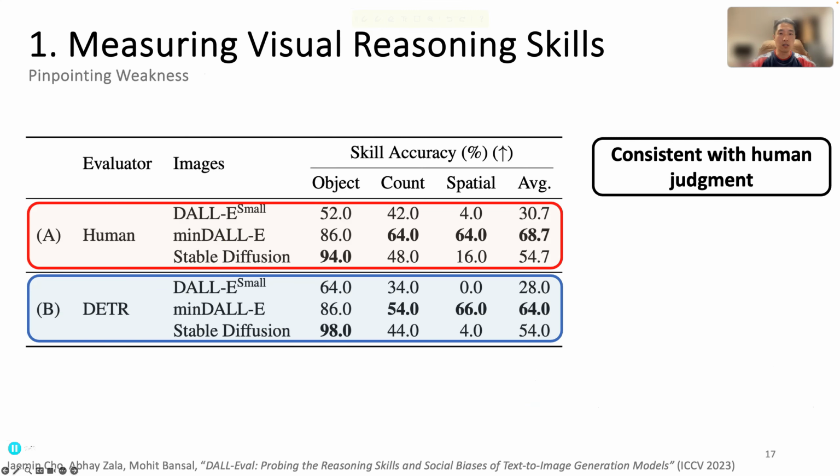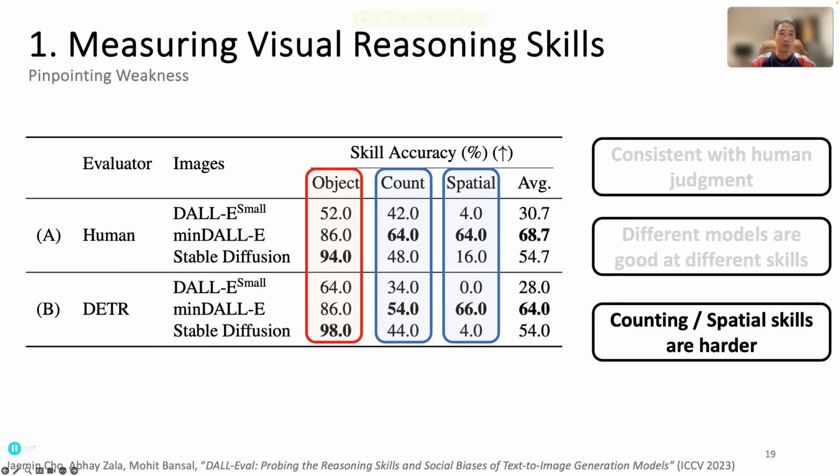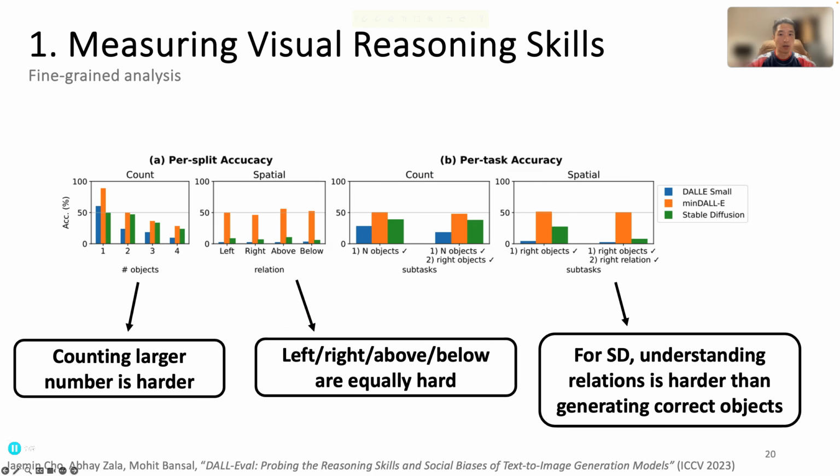Here we show our overall skill accuracy evaluation of the 3 public text-to-image generation models. Our automatic metrics show high correlation with human judgments. We see different models are good at different skills. For example, Stable Diffusion is better at object skill, while minDALL-E is better at count and spatial skills. When comparing the overall accuracy, we found counting and spatial skills are harder than object skill. Our skill-based evaluation can provide even deeper insights by looking into per split and per task accuracy. Please check our paper for more details.